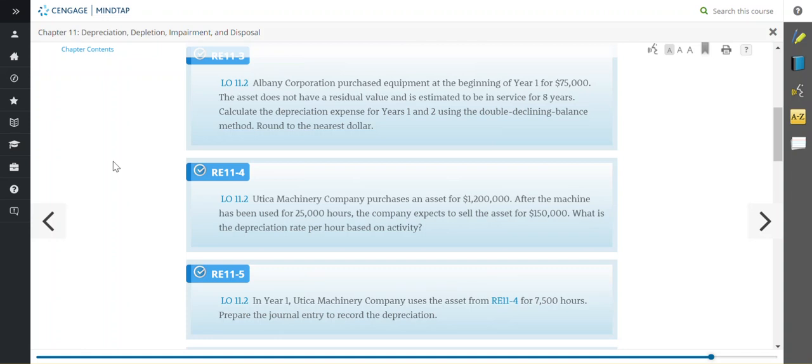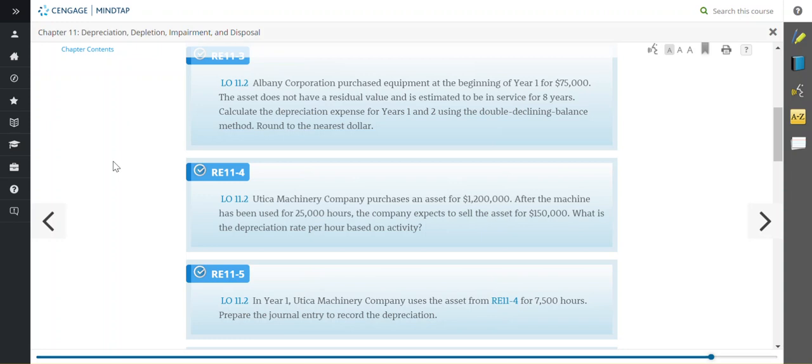In this example video, we're going to be looking at review exercises 11.4 and 11.5, and we're going to be looking at calculating depreciation using an activity-based method rather than a time-based method. So it tells us in review exercise 11.4 that our company has purchased an asset for $1.2 million. After the machine has been used for 25,000 hours, the company expects to sell the asset for $150,000. So they want us to determine the depreciation rate per hour based on activity.